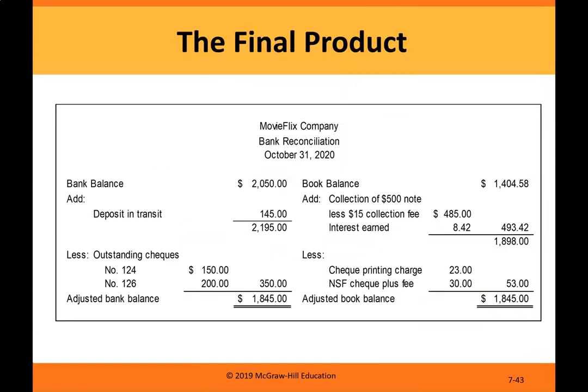The final product. On the left, we have the adjusted bank balance, and on the right, we have the adjusted book balance. And notice how now they're both the same.